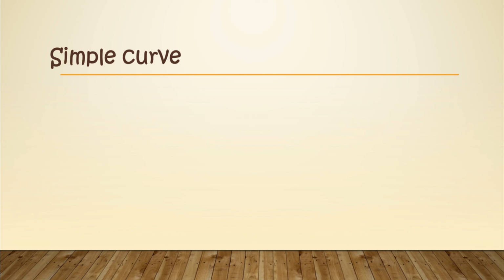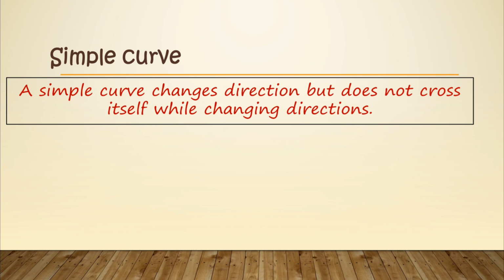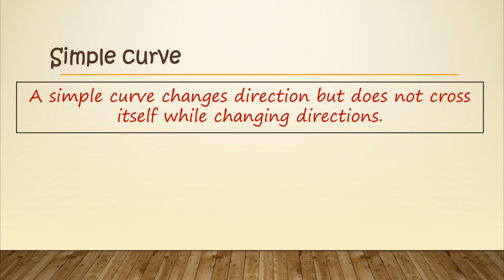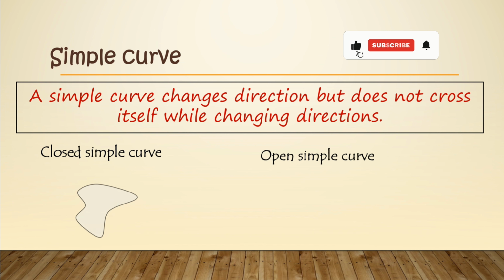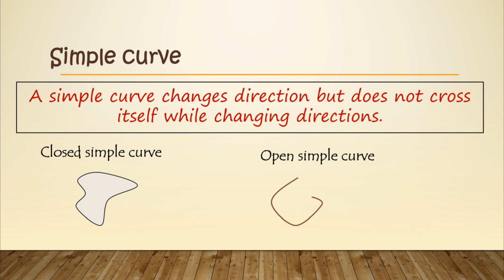What is a simple curve? A simple curve changes direction but does not cross itself while changing direction. You can see two types of simple curves: closed simple curve and open simple curve. If you observe the screen, you can see how a closed simple curve and an open simple curve are drawn. Let's continue with the next type.